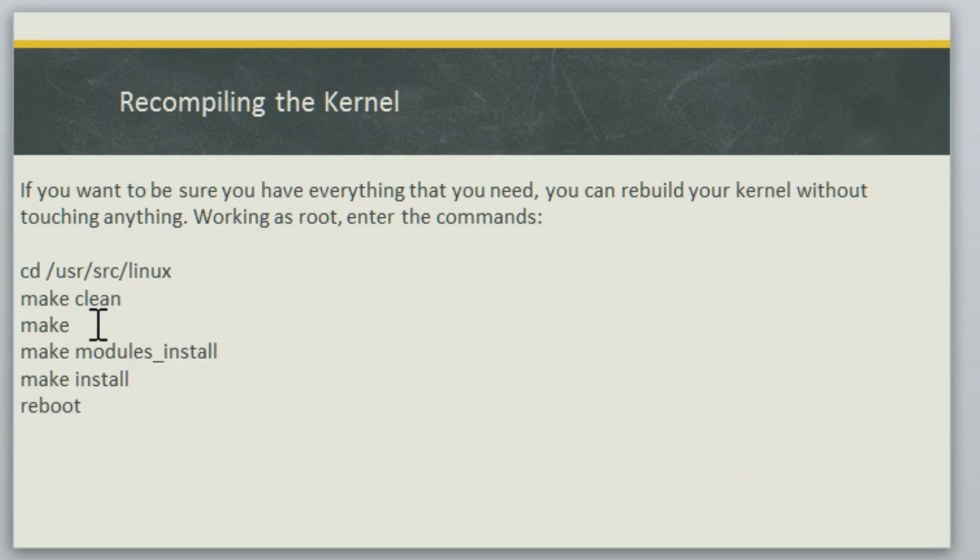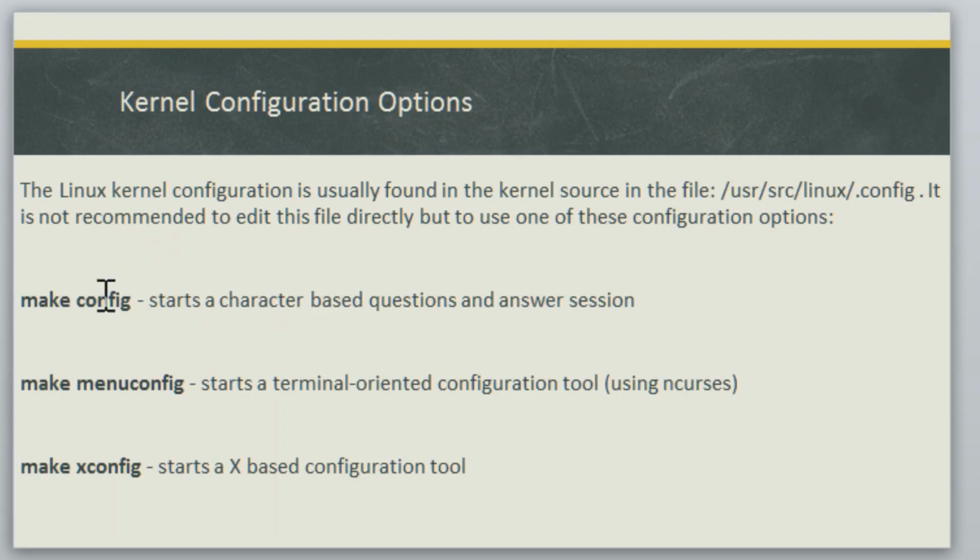Okay. So here below, if you want to be sure you have everything you need, you can rebuild your kernel without touching anything. You have to do this as root, and you'd have to enter the following commands. You'd have to cd to /usr/src/linux, then use the make command: make clean, then make modules_install, make install, and then reboot your machine. Okay. Again, I'm not going to demo those. Just be aware of these options here for recompiling the kernel, as well as in this slide here, the different options you can use to configure the kernel.